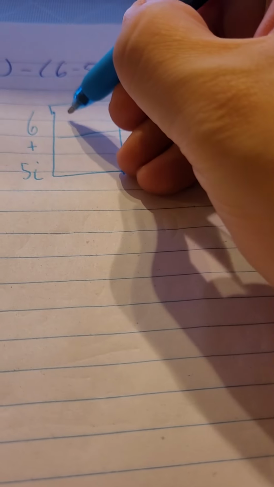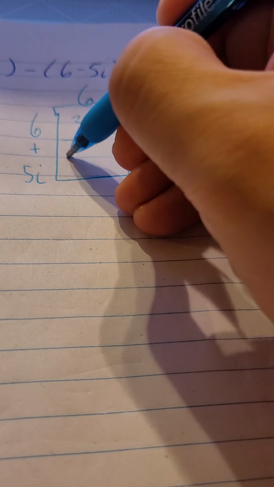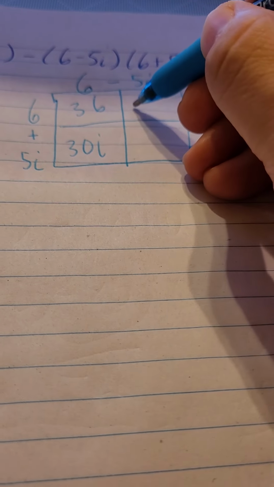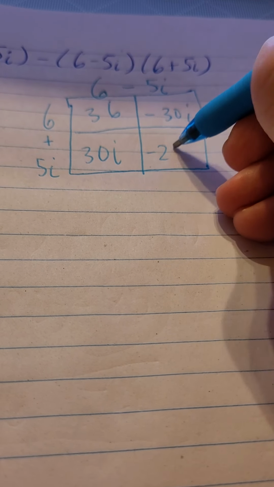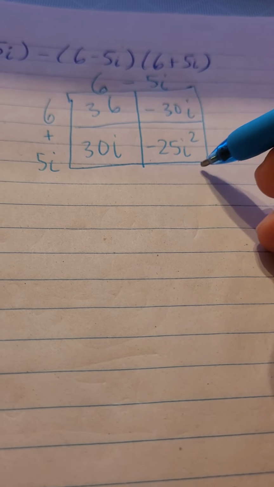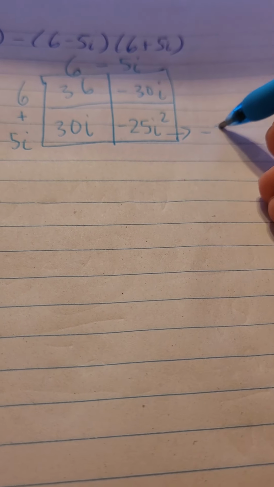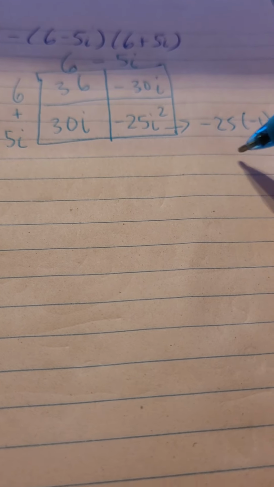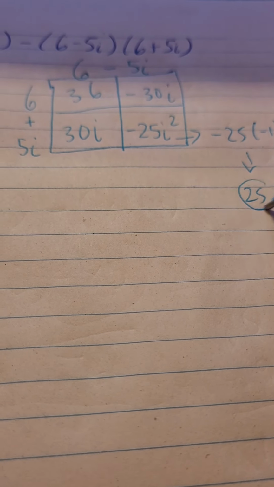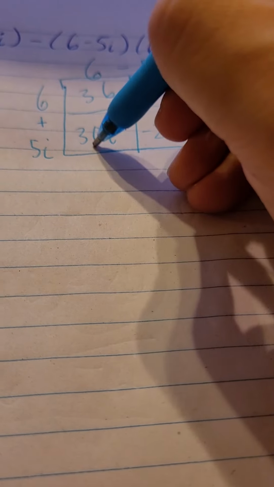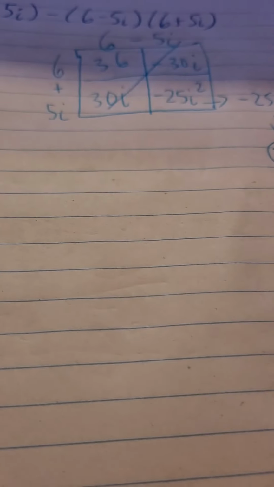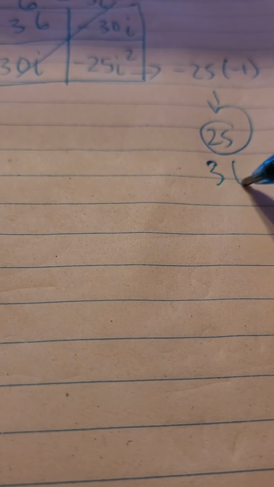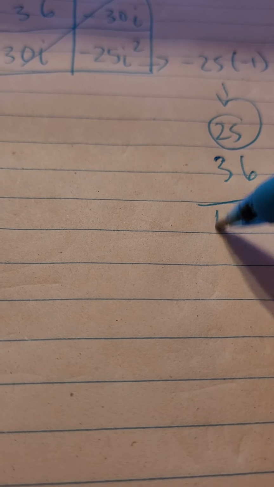Okay, so we're going to get 36, 30i, -30i, negative 25i squared, which is going to change into positive 25, okay? Again, these two cancel. That's why the problem was set up like that. So you're going to do 36 plus 25. Let's just write it down here so we can figure out what that is. 61. Okay.